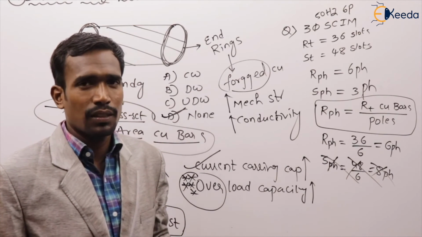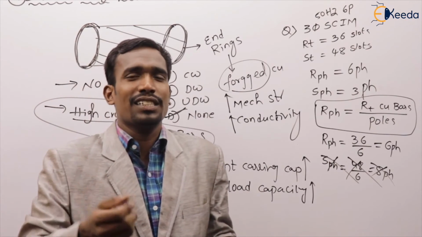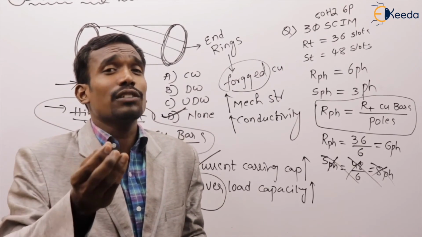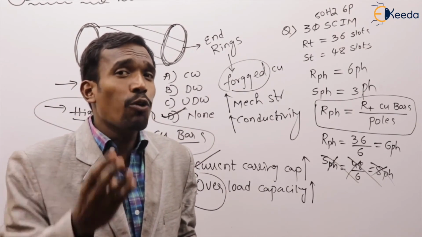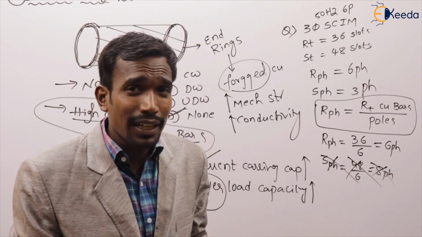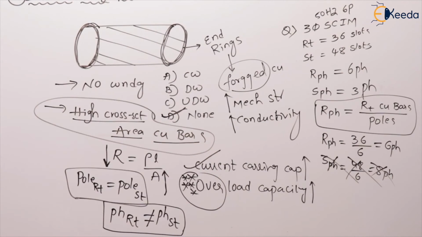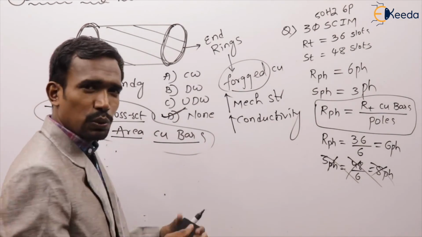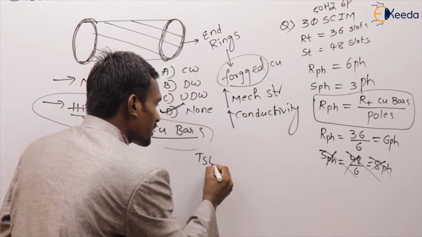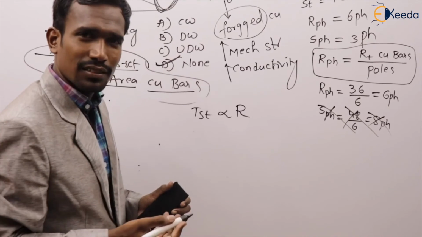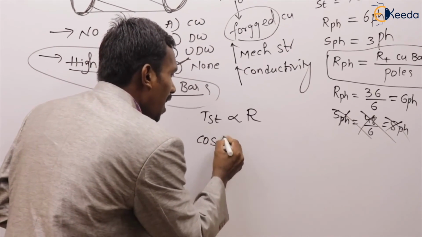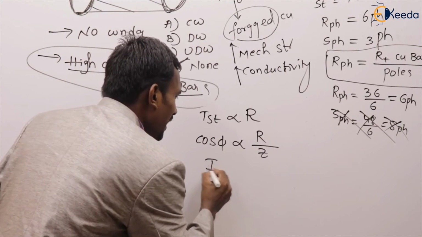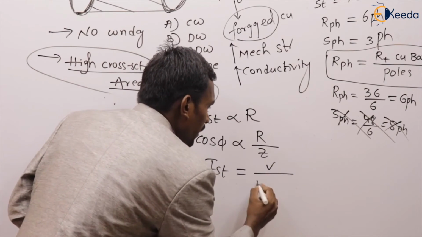Now the question is, how to increase my starting torque? I want to increase my starting torque and also my power factor. How can we increase them? Sir, we know that generally the starting torque is directly proportional to rotor resistance. And power factor cos φ is directly proportional to R by Z. And starting current is equal to V by Z.